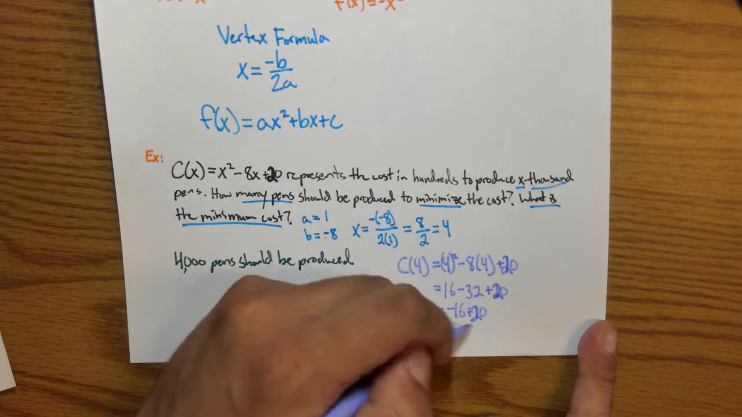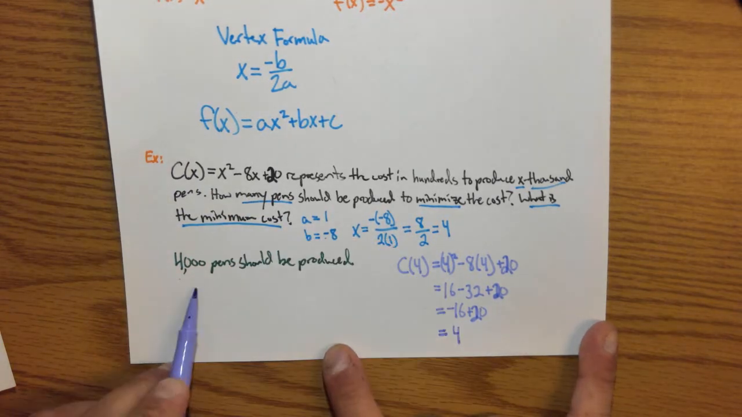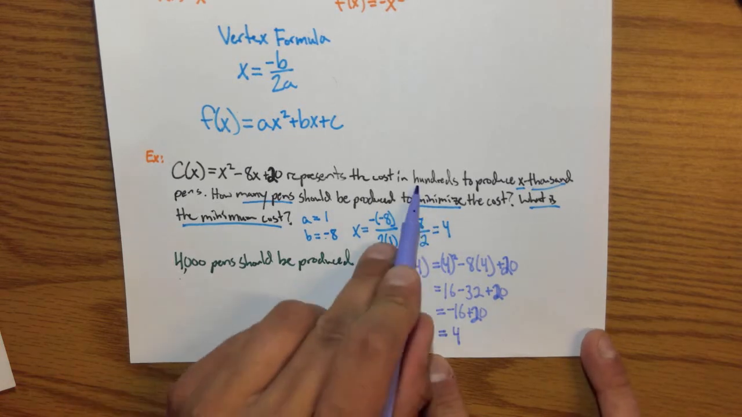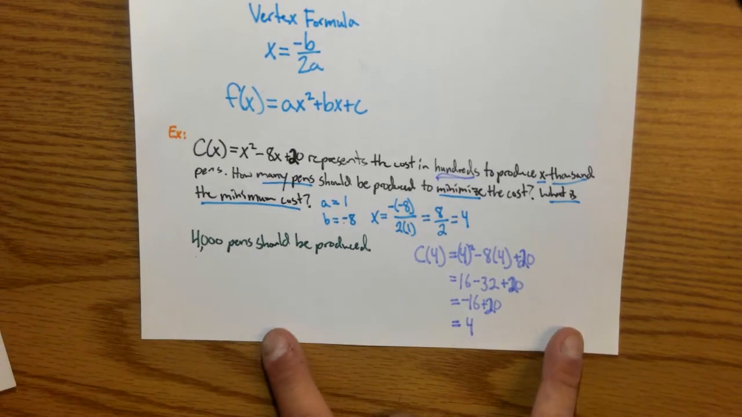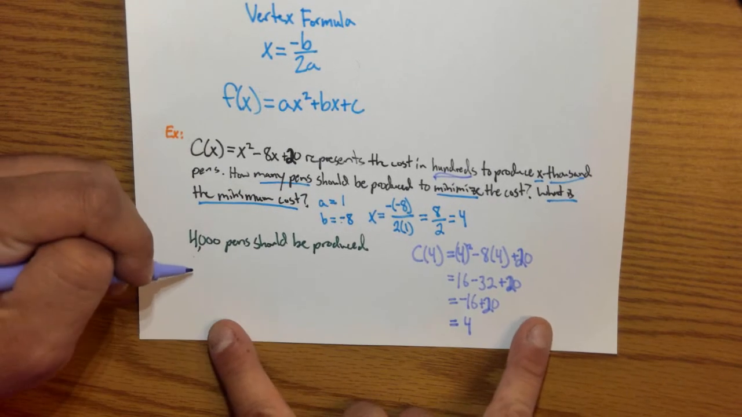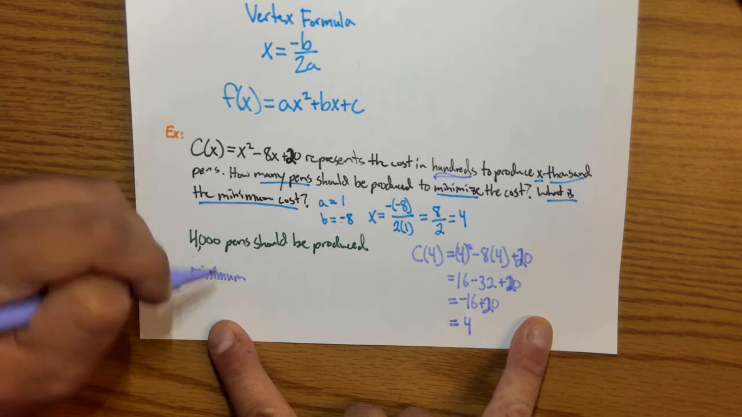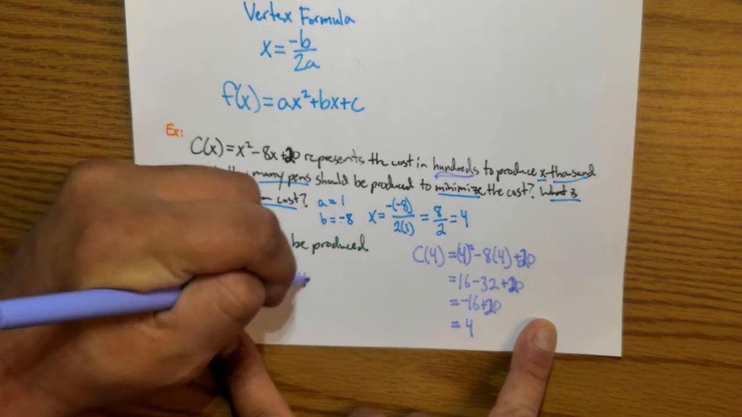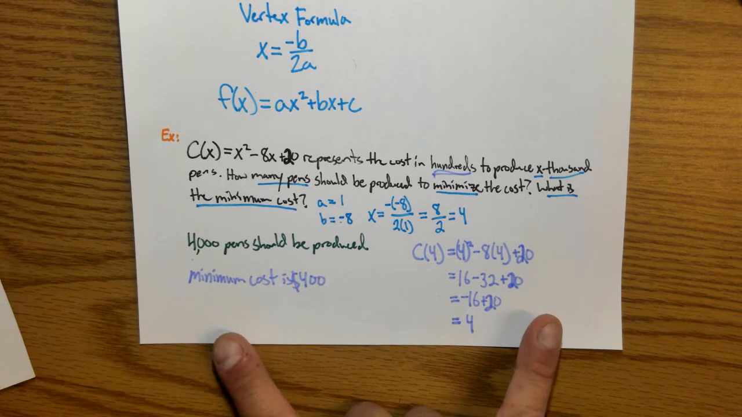But with this, negative 16 plus 20 is 4. So 4,000 pins should be produced, and how much does it cost? Well, the cost is in hundreds. So how many pins should be produced? Oh, and the minimum cost is $400. So it costs $400 to produce 4,000 pins.